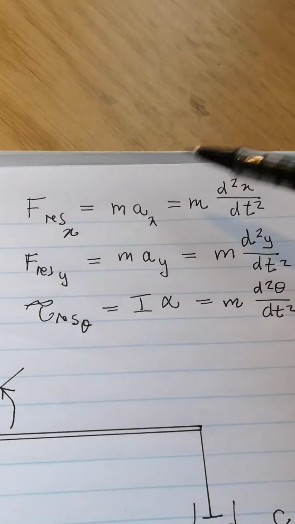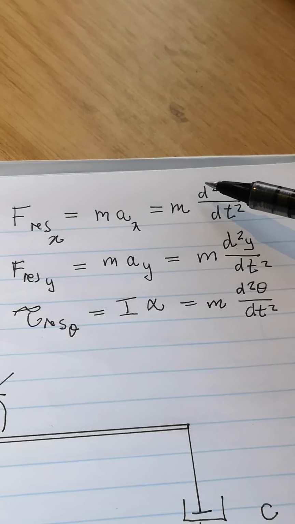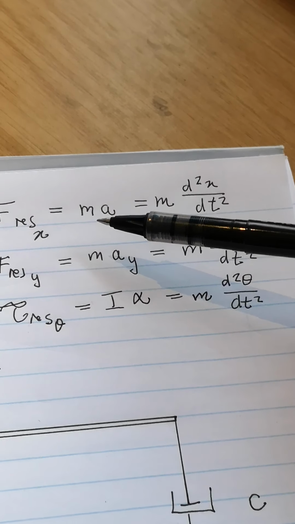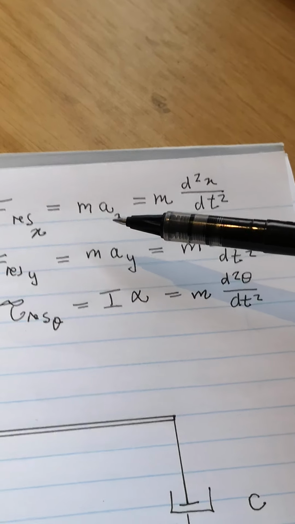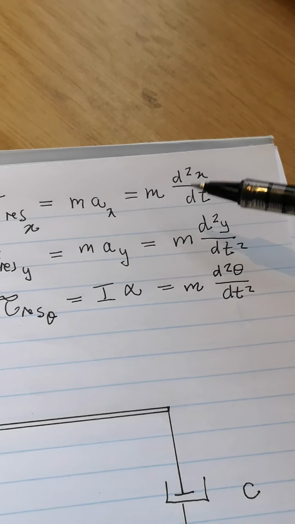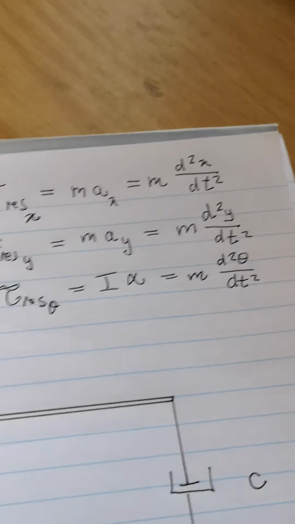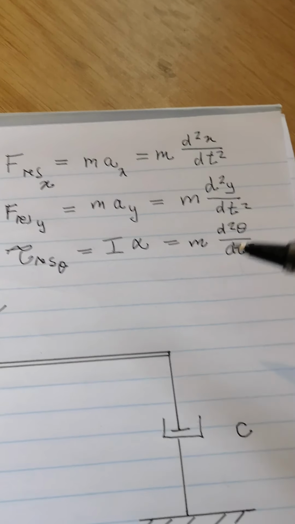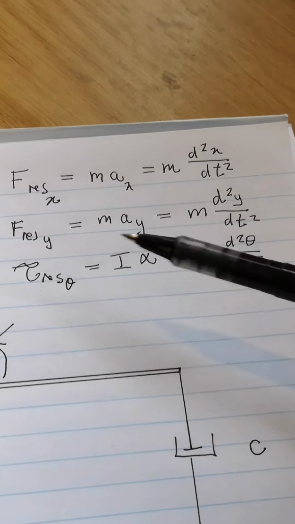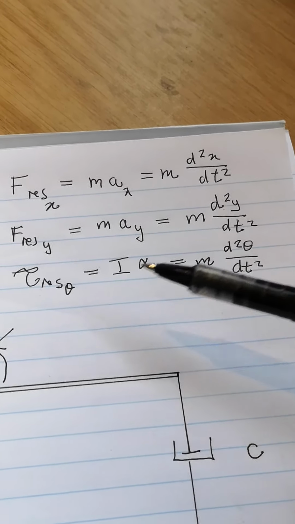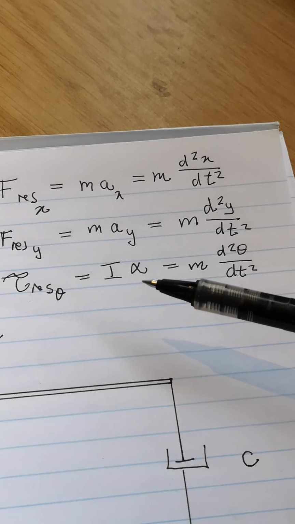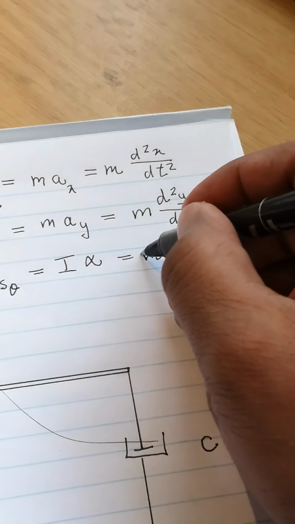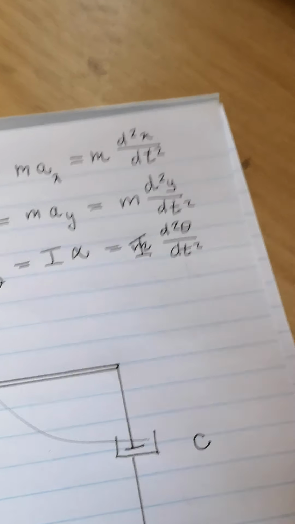What does that mean? That means if we have a point that is moving in the x direction, its equation of motion, the resultant force in the x direction, is the mass times the acceleration in the x direction, which is defined in terms of this equation. Basically, acceleration is the double derivative. Likewise, we have the resultant force in the y direction is mass times acceleration in the y direction, and likewise the rotational form of Newton's second law is that the resultant torque is equal to the moment of inertia times alpha, which is the angular acceleration.